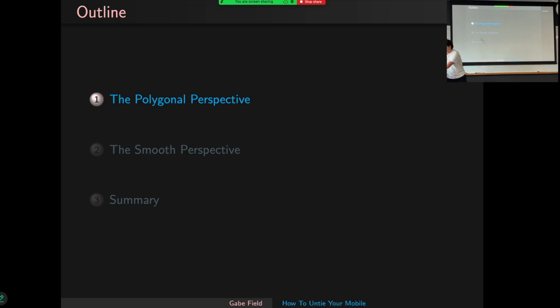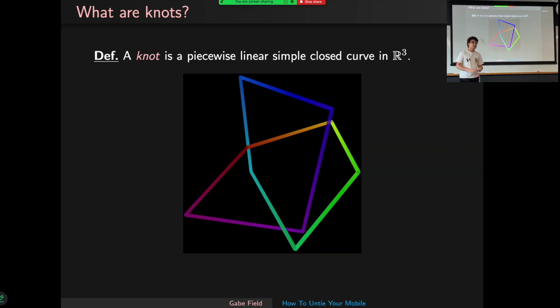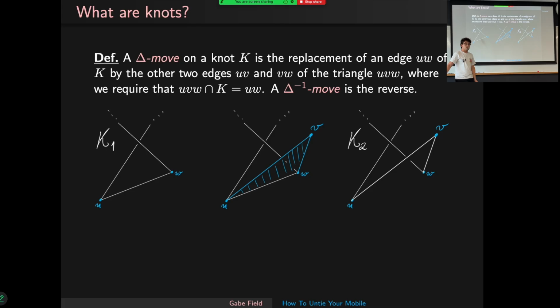To capture this idea of a knot nice and combinatorially, I'm not going to have this wiggly strand. I'm going to have a piecewise linear simple closed curve in R3. That's my definition for a knot. So that's an example, and this took forever to make, so I'm never doing a 3D diagram again.